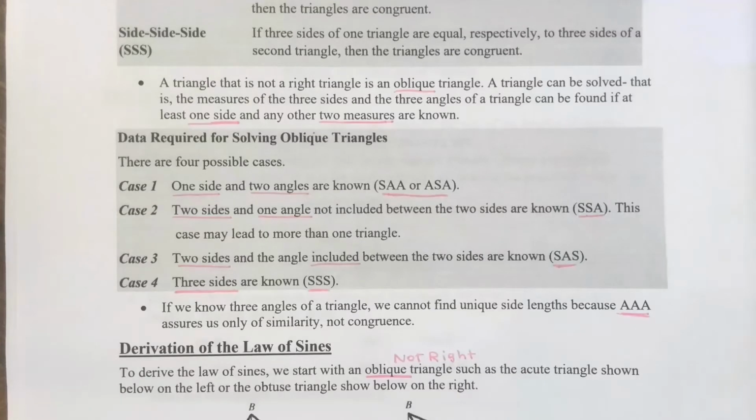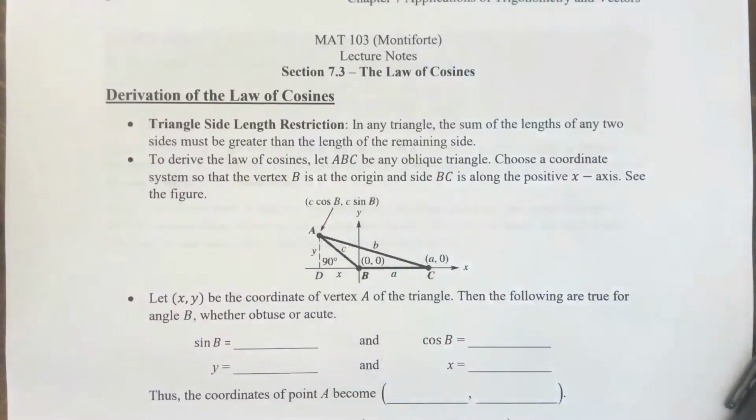Case 3 is you have two sides and the angle included between them. So that's side-angle-side. Or case 4, three sides are known: side-side-side. So section 7.3, we're going to talk about the law of cosines.